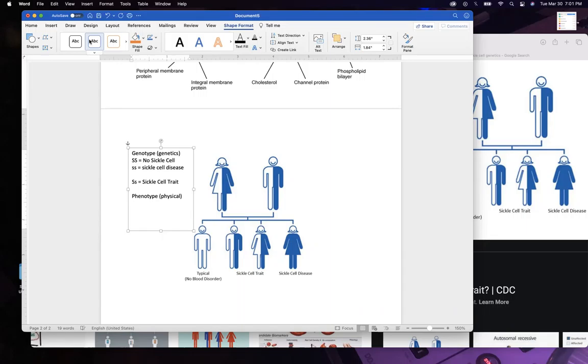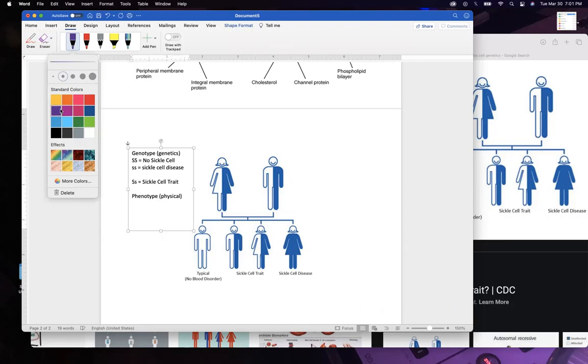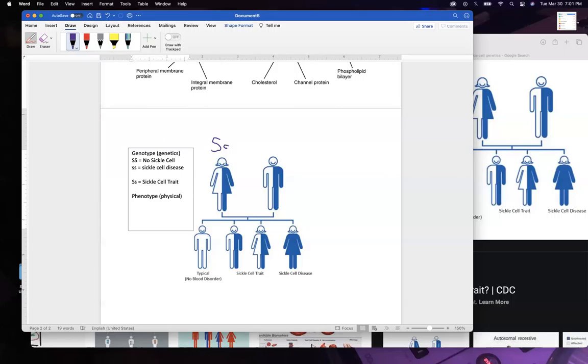Now, if they have a combo, big S, little s, then they have sickle cell trait. So we could assign capital S, little s. Let me draw. I like purple. So mommy is a carrier, and genotypically we would assign a capital S and a little s. Daddy, same, capital S and a little s.